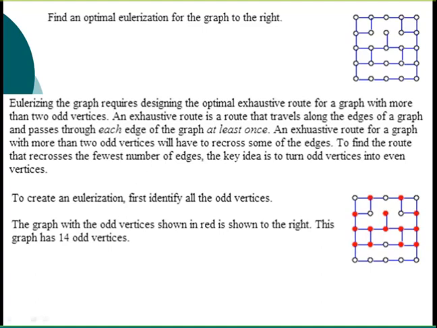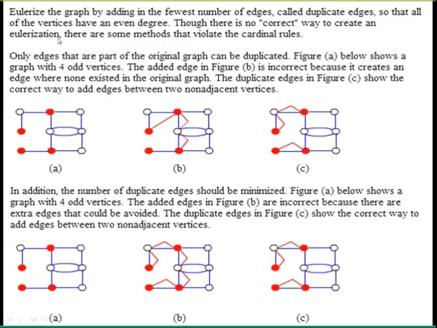So to create this Eulerization, we first have to identify in this picture where our odd vertices are, and here they are highlighted in red. This one's got 1, 2, 3 edges to it, 1, 2, 3. So you can see all of these that are highlighted red are all odd vertices, okay? Then our job is to figure out the fewest number of edges, called duplicate edges, so that all the vertices have the same even degree.